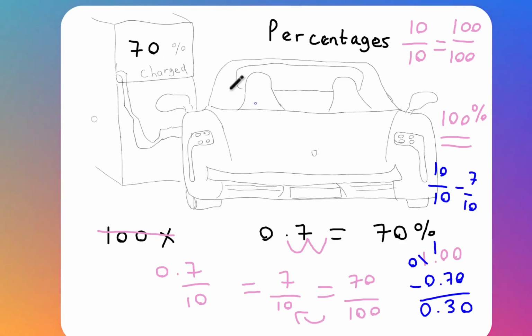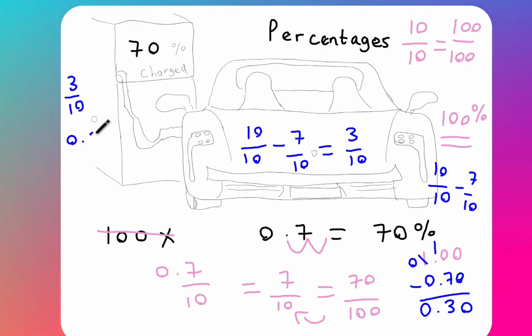And if you look here at our charge, when we take 10 tenths and take 7 tenths away from it, we get 3 tenths. 3 tenths can also be 0.3, and multiplying that by 100 to find out 100%, it would equal 30%. So we need 30% more electricity to charge this car to 100%.